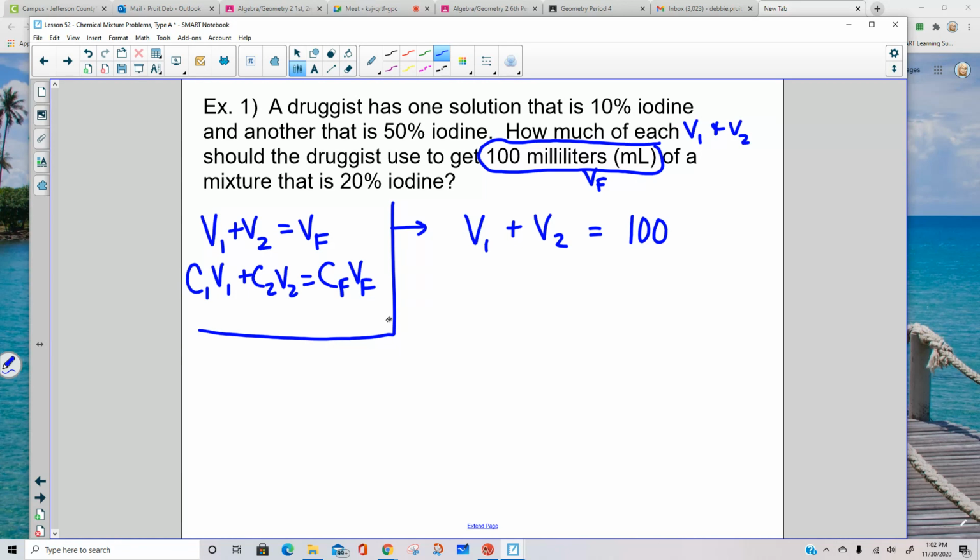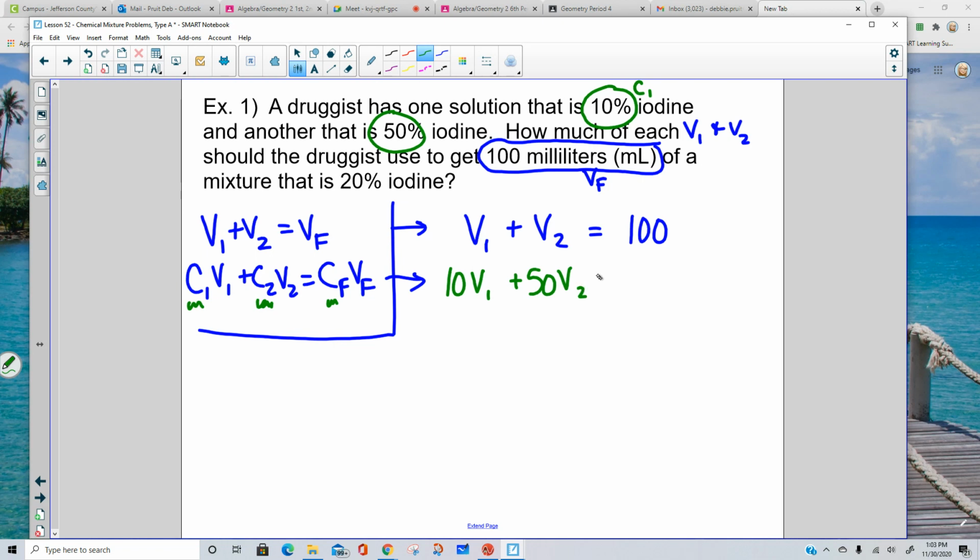Equation 1's done. Now equation 2. We're going to attach the concentrations to each one, to each volume. It tells me that my first solution's 10% iodine. That's C1, so let's put that right in front of the V1. So 10 V1. We're not going to put the percent sign in because it's assumed that it's in percent. And another that is 50% iodine. So that is the concentration of V2.